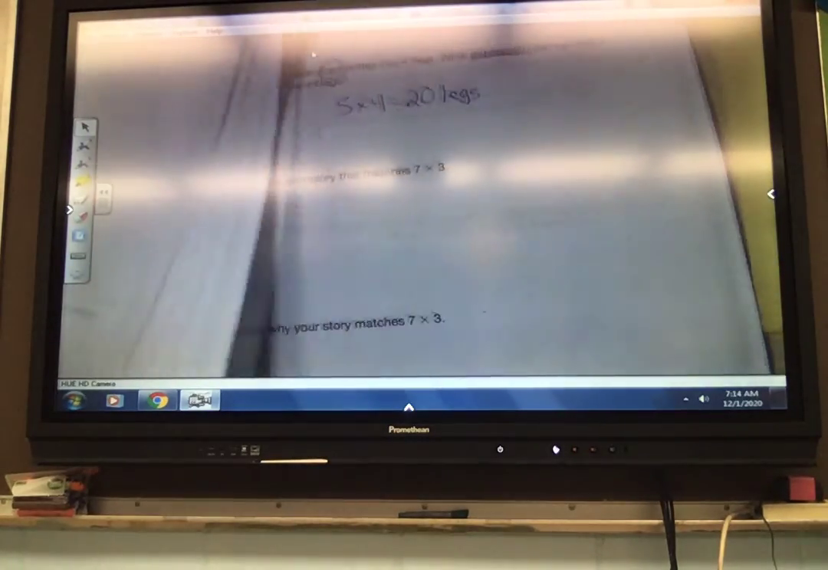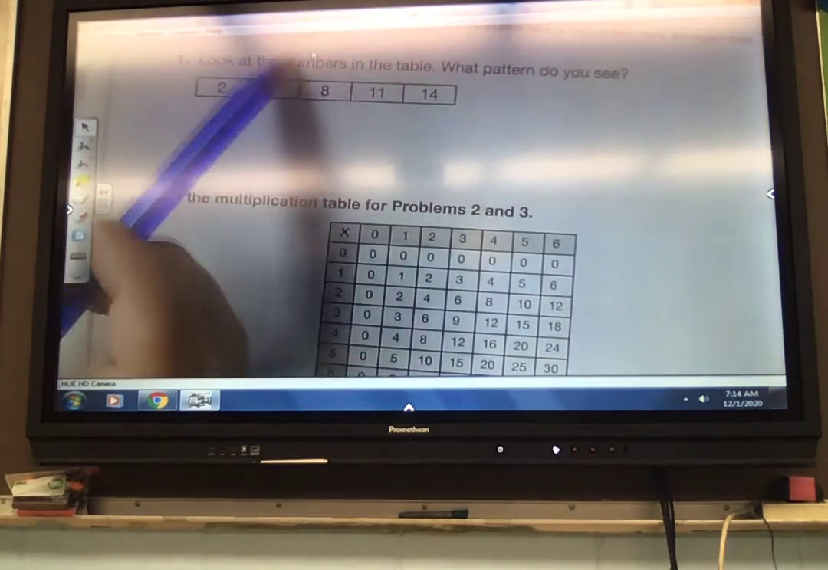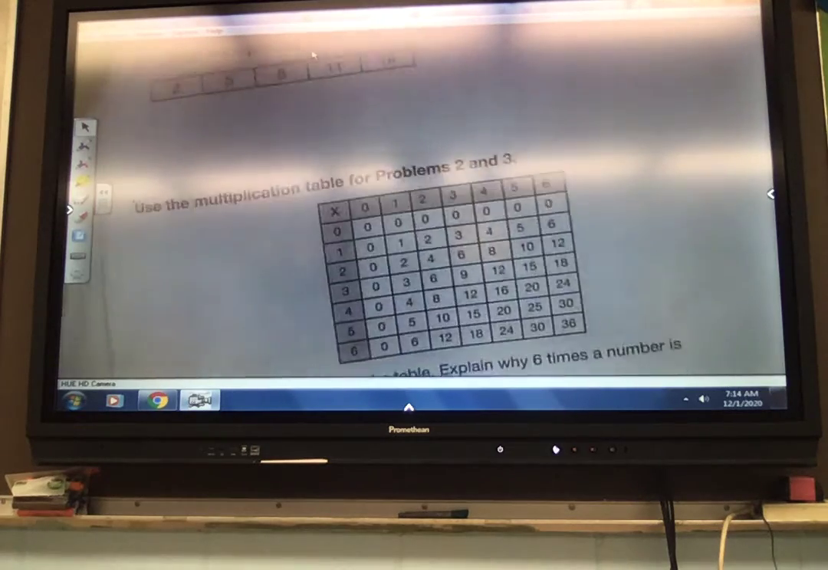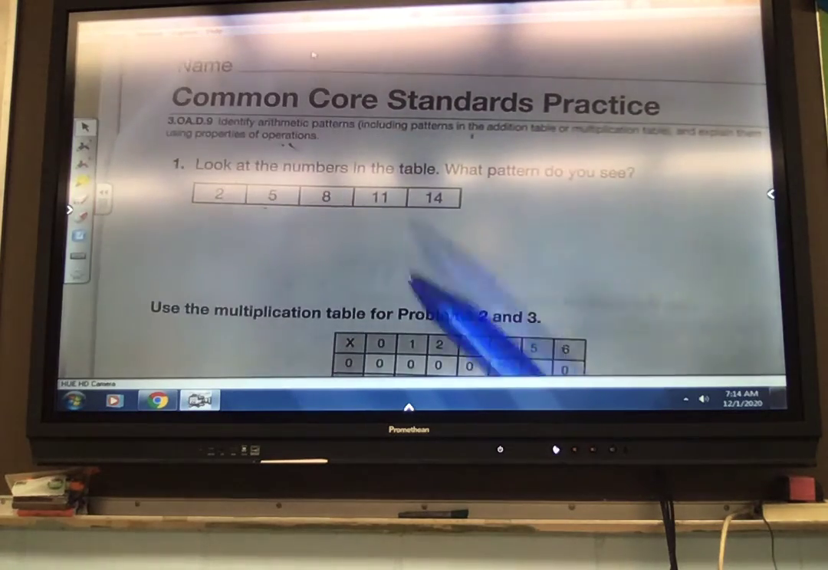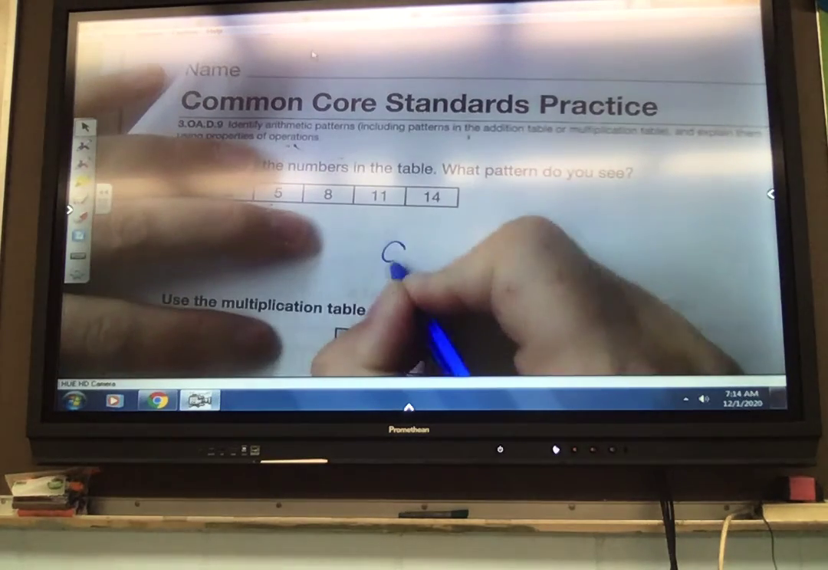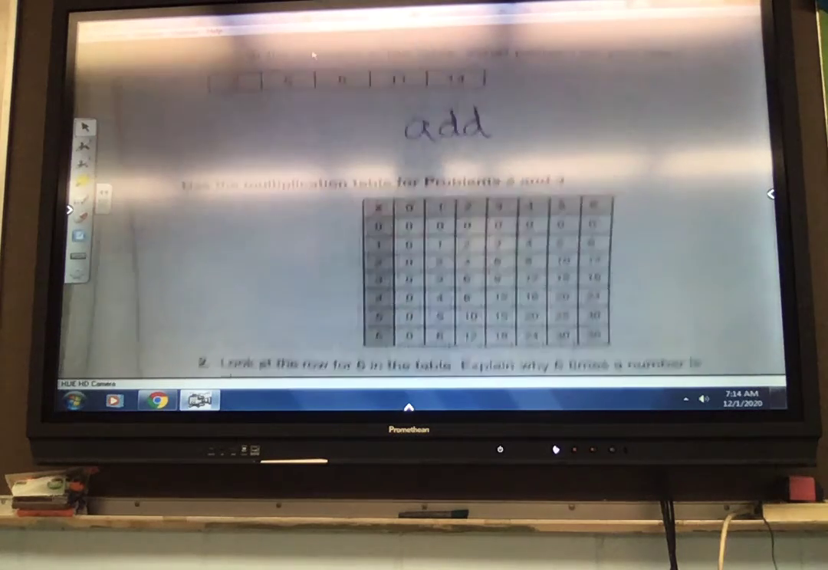The last page is on patterns. We see patterns in math all the time. This one has nothing to do with multiplication. You're just trying to figure out what's happening to those numbers. Hopefully when you look at them, you're going to realize they are increasing. It is not by multiplication. I will tell you they're adding something. See if you can't figure out what they're adding to those numbers.